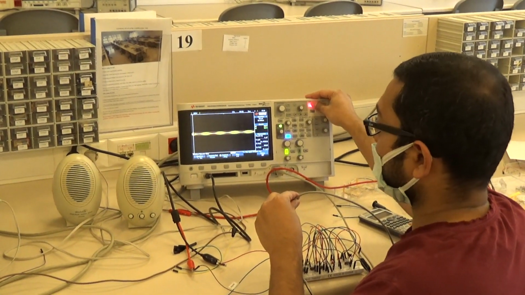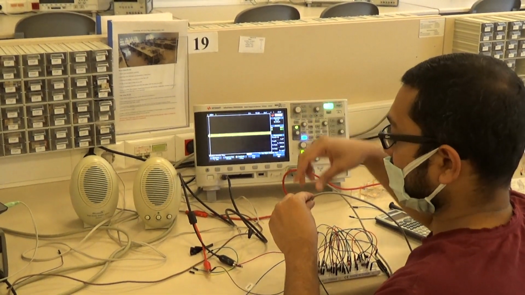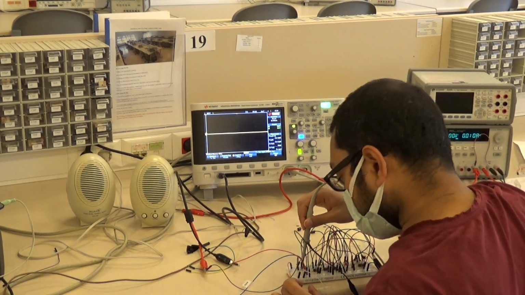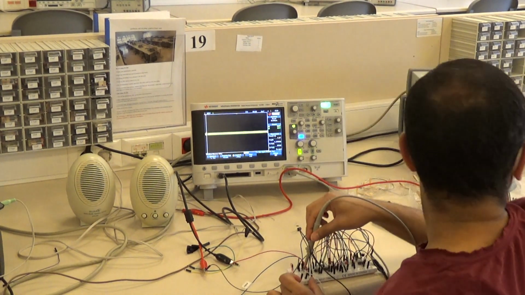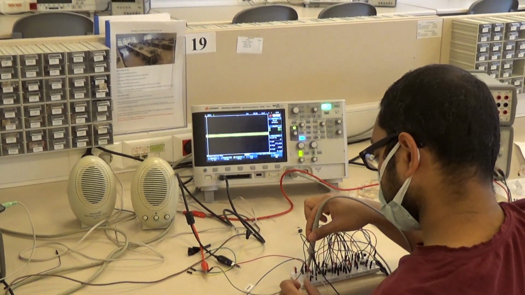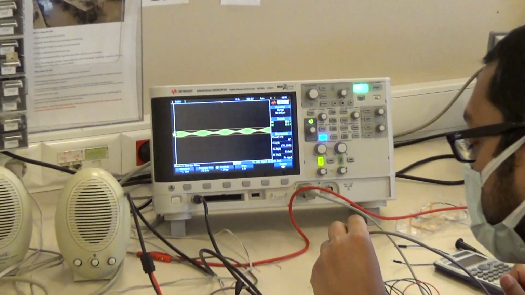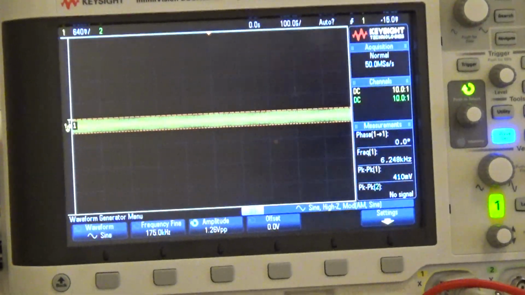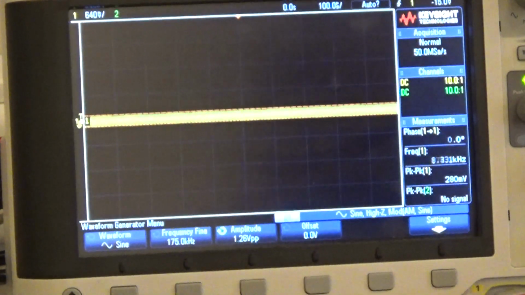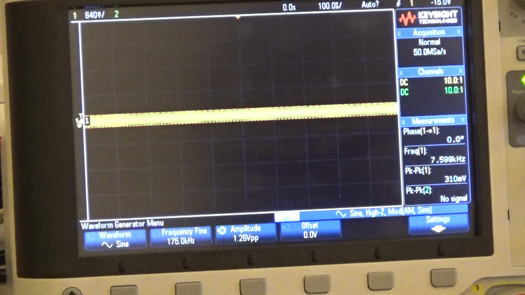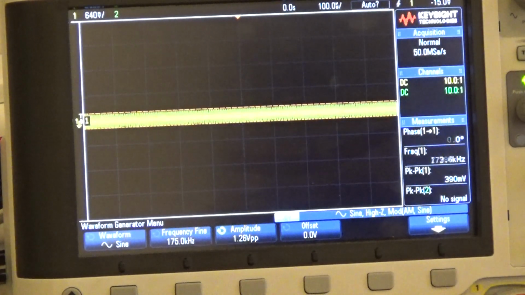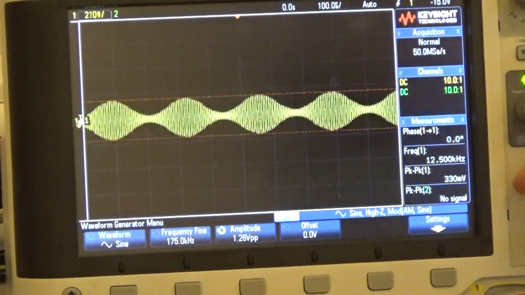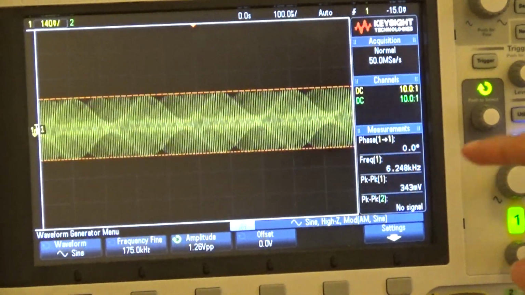Now this AM modulated signal is passed to a band pass filter which is centered at 175 kilohertz. So the output of the band pass filter is this. Now you can even test it. I will increase this, and now you can look at the amplitude.